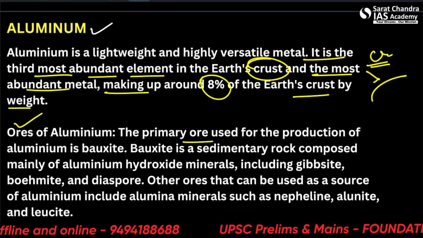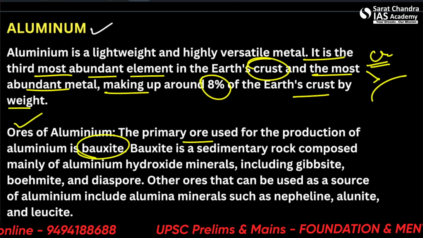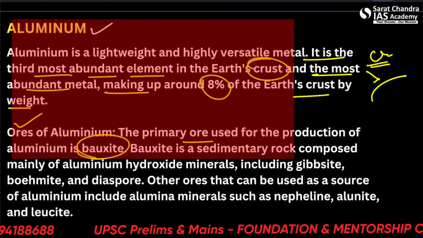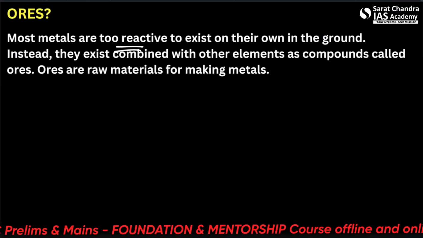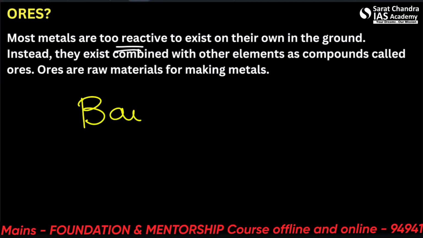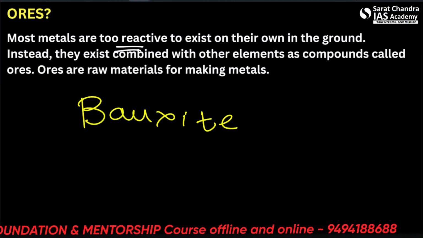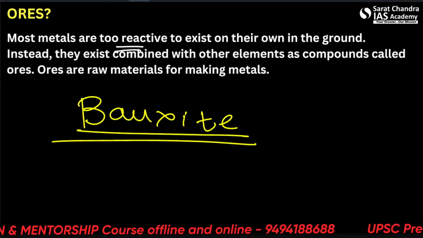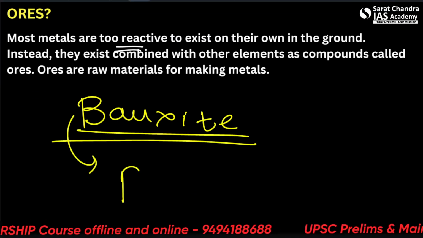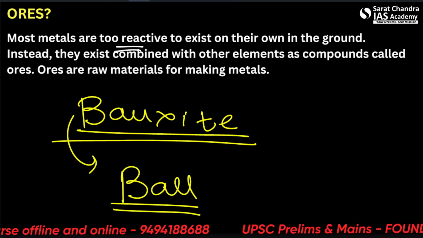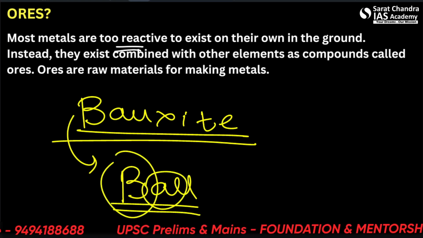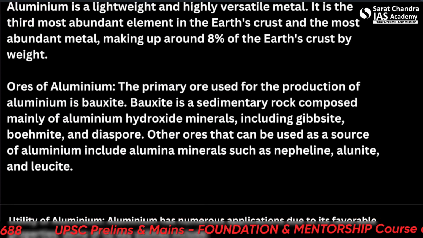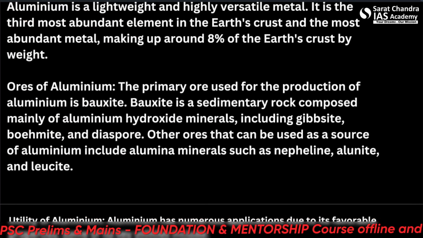The primary ore used for the production of aluminum is bauxite. So please remember bauxite. Just a second, I'll write it here. All right, or you can remember it with ball, B double L, ball. So Al for aluminum and Ba for bauxite. Okay, so bauxite is a sedimentary rock.